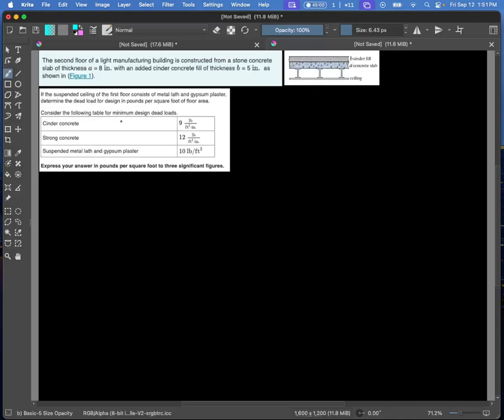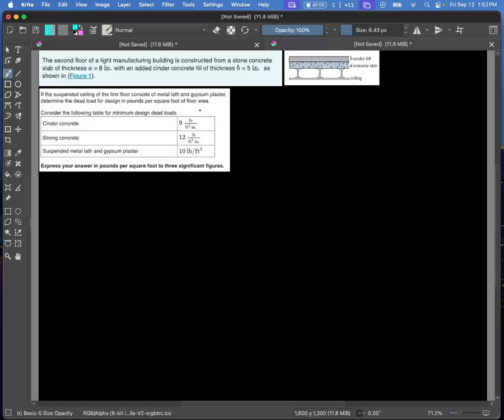It looks like it gives us the dead loads for concrete, strong concrete, suspended metal lath and gypsum plaster. So it says if the suspended ceiling of the first floor consists of metal lath, I don't know if I'm saying any of that right, and gypsum plaster, determine the dead load for design in pounds per square foot of floor area.